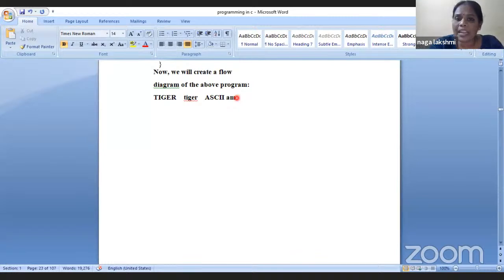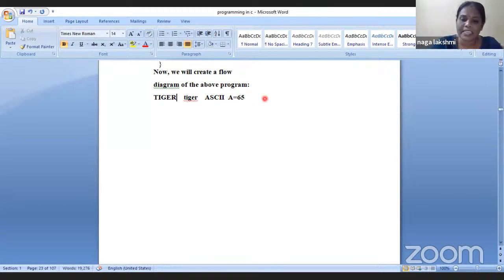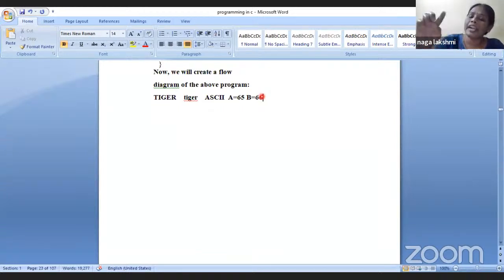ASCII has given capital A the code 65. What is the value for capital A? 65. Followed by capital B, it will be 66. You have to increase. A to Z is 26 letters, so C will be 67, D will be 68, like that till 26. After that, we leave a gap and from 97 we give small letters a, b, c, d, e, again 26 letters. From this, you have to conclude.